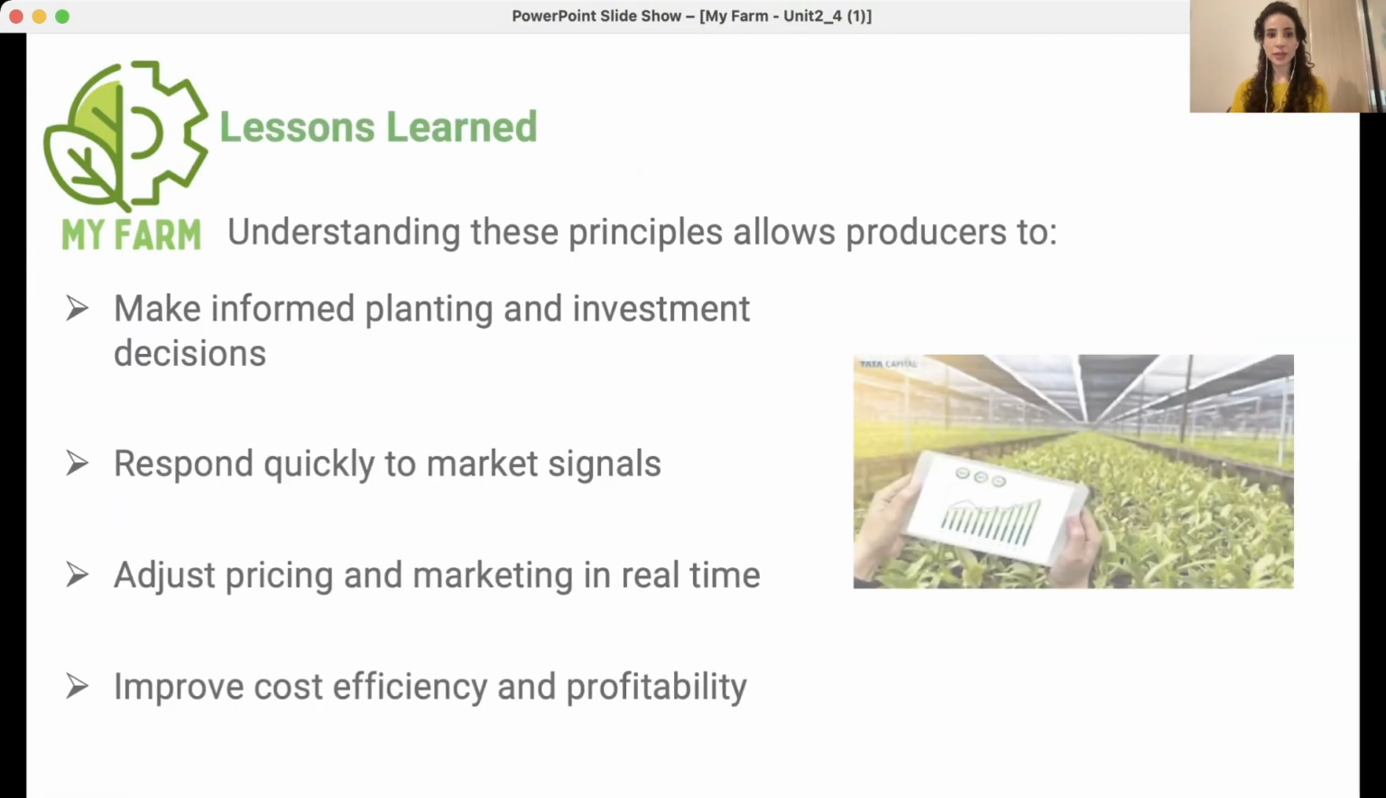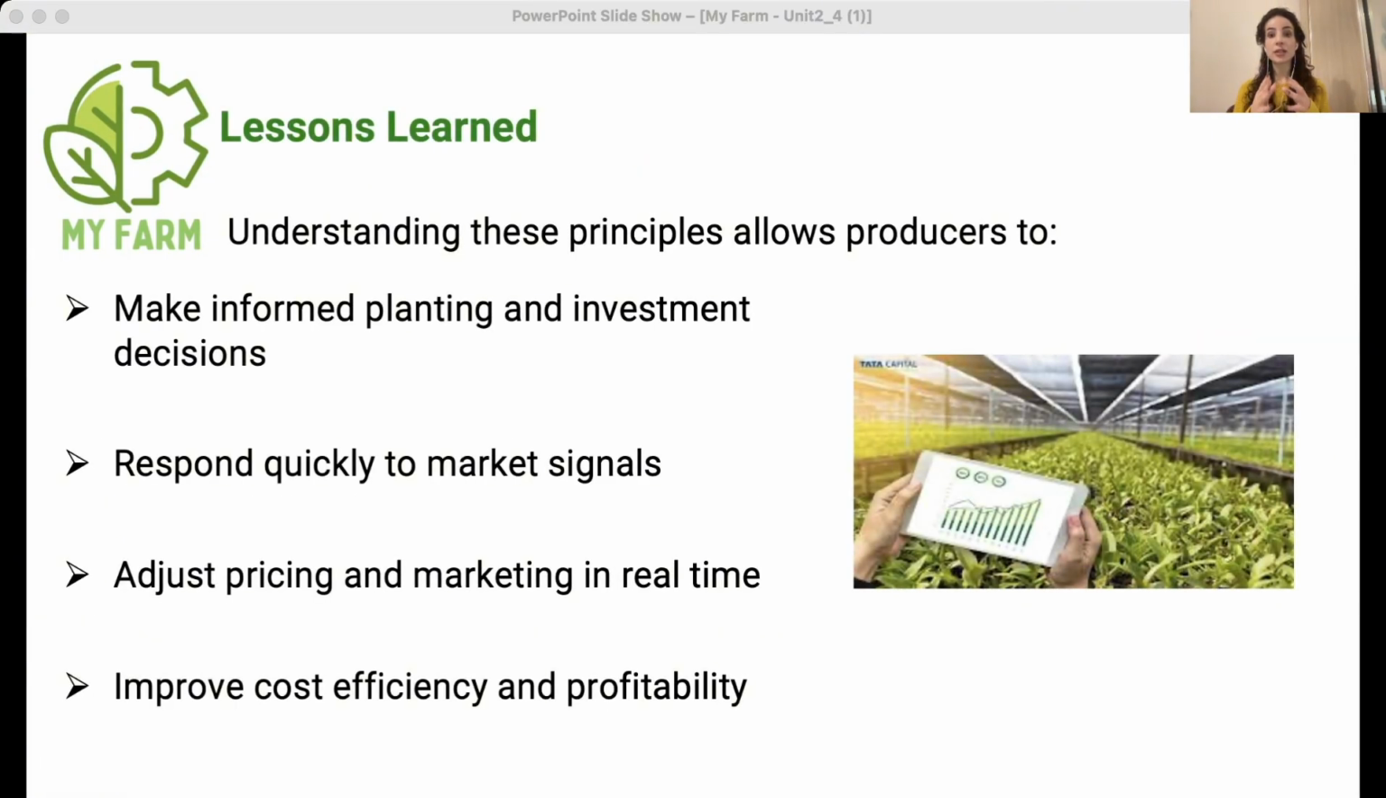At this stage, several key lessons emerge. Understanding supply, demand, equilibrium, and production costs allows farmers to make informed decisions, manage risk, and improve long-term profitability. These principles transform farming from a reactive activity into a managed business.